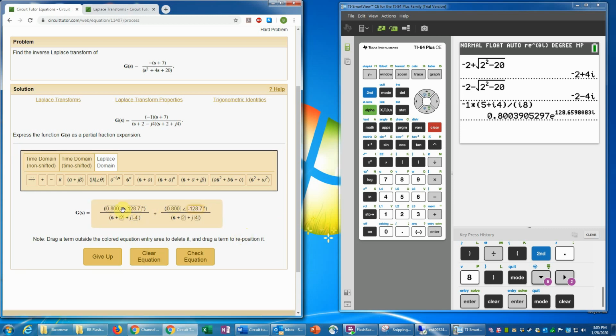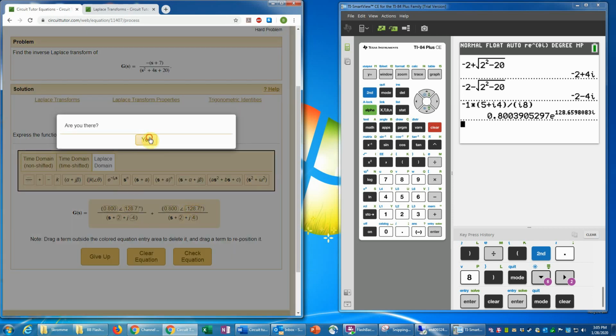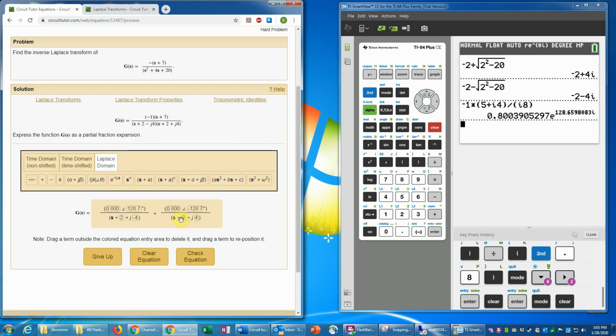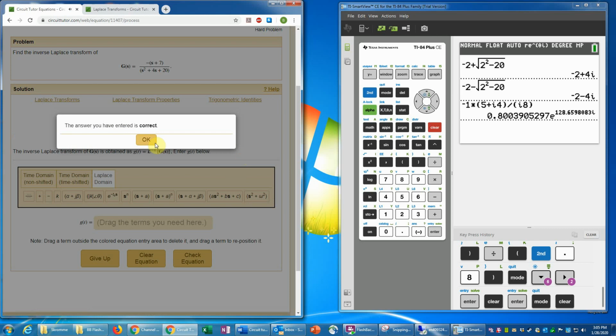You just change the angle, because remember that this could also be written as 0.8 e to the j 128.7 degrees. So when you do the complex conjugate, you change j to minus j. Effectively, that just changes the angle to the negative of its original angle. So that should be the correct partial fraction expansion. So let's check that. And that is in fact correct.